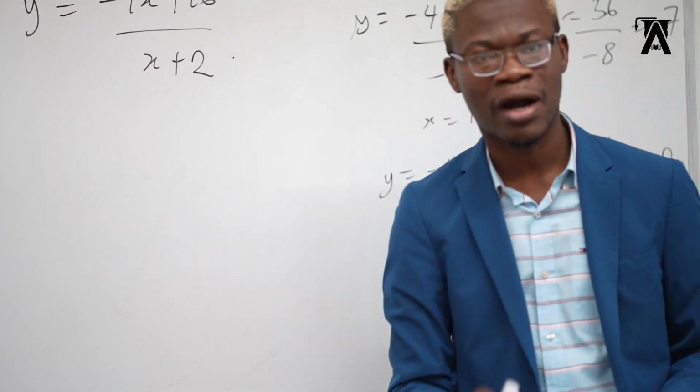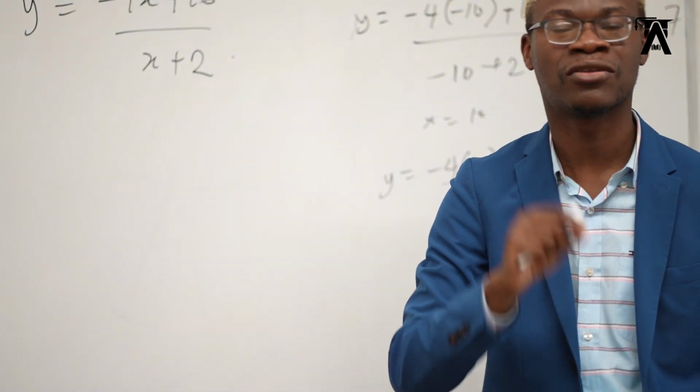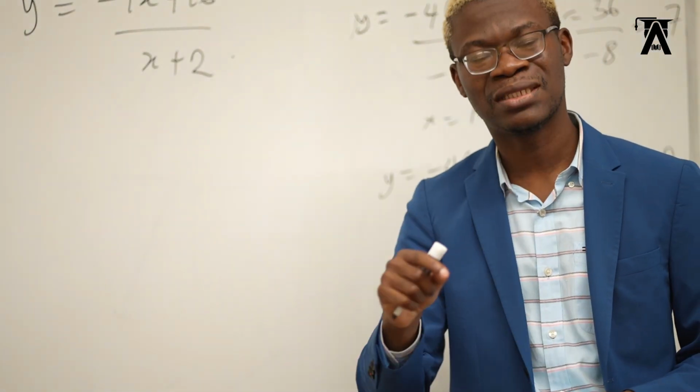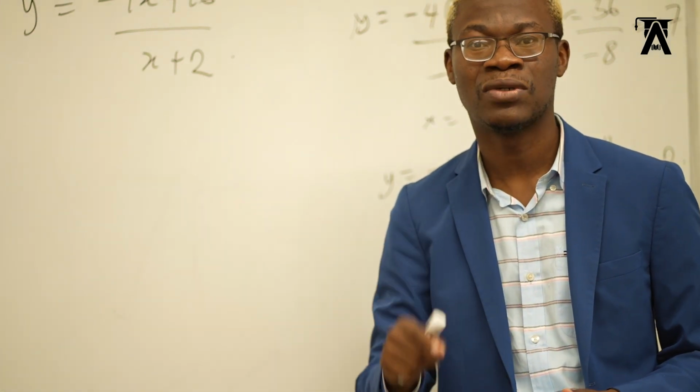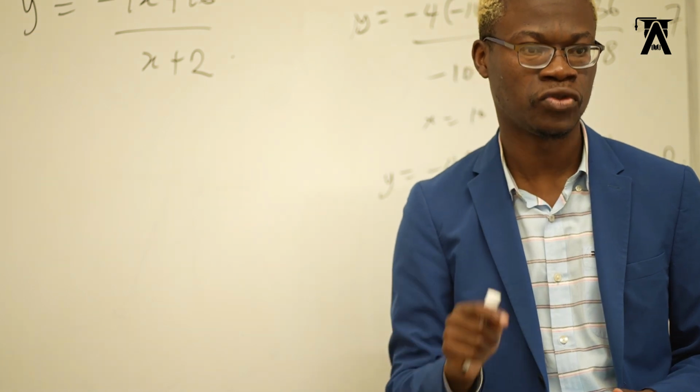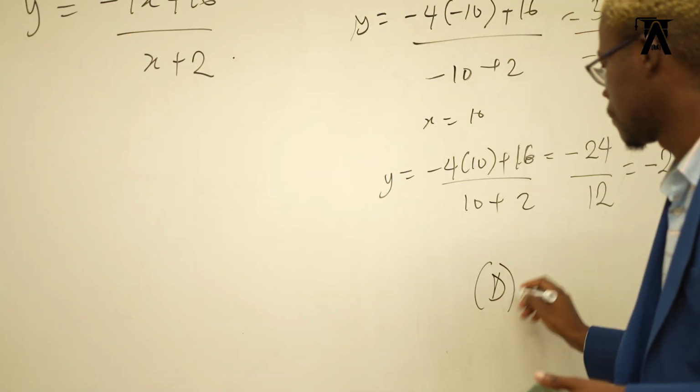If you check through the graph, the only graph where putting 10 and -10 will both give us negative values of y, the answer to that is D. All right, so you check and you see that it is D.